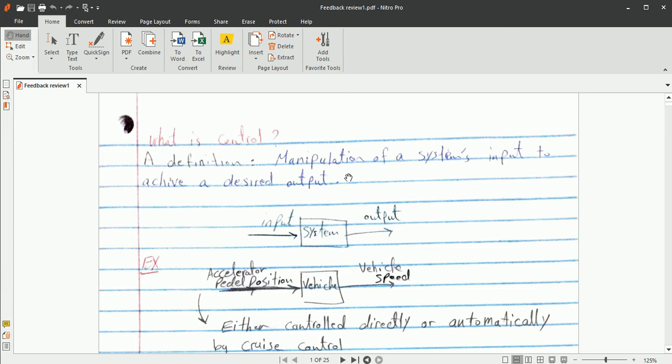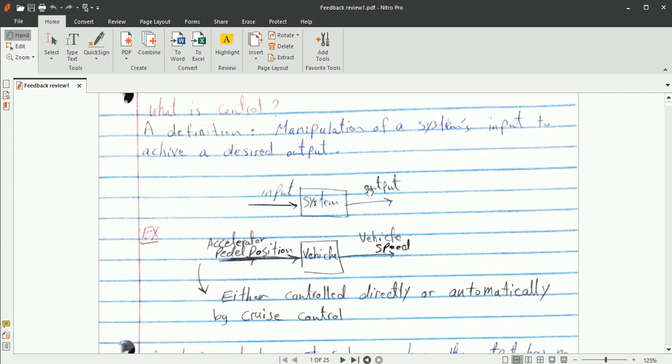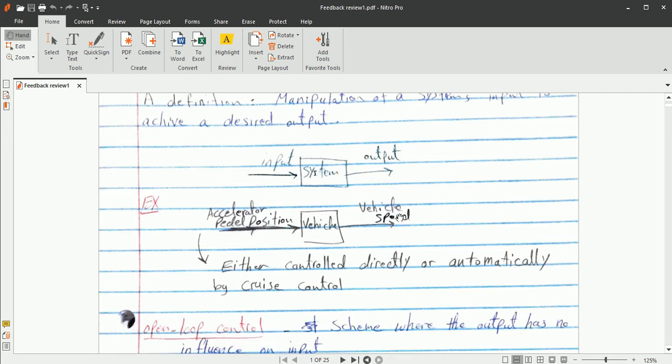Okay, so manipulation of a system's input to achieve a desired output. So this diagram is like an open loop control system. You give input to the system and you get output from the system. It's just like an on-off button in your house for a sprinkler system or for any tube lights, where you give input and you get output. And similarly here, acceleration pedal position, you give input and you get output.